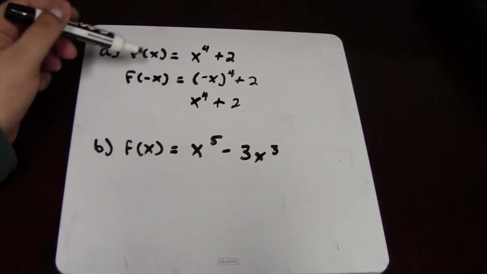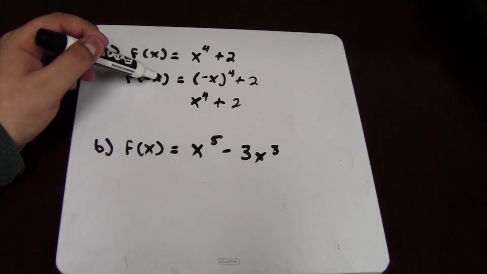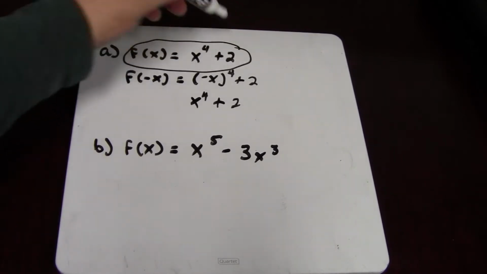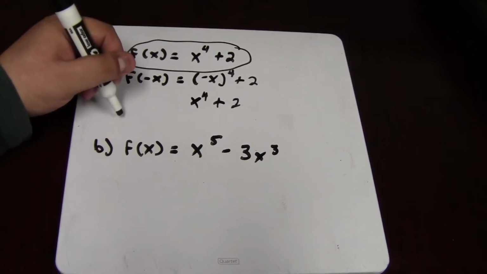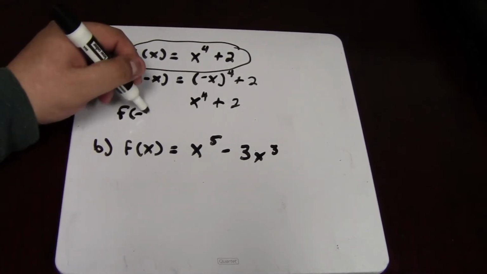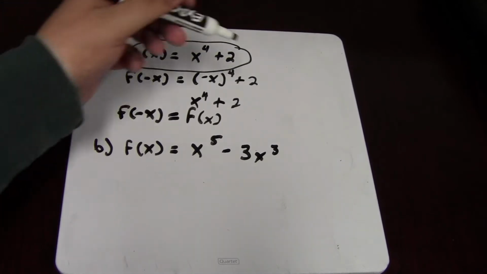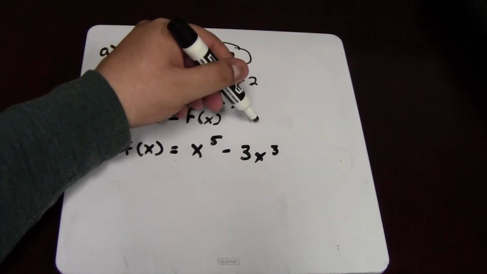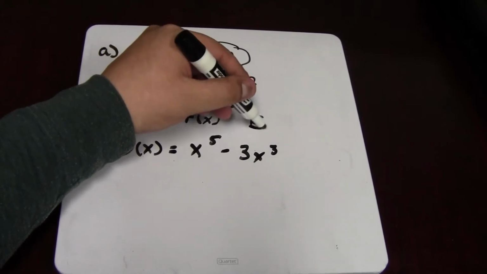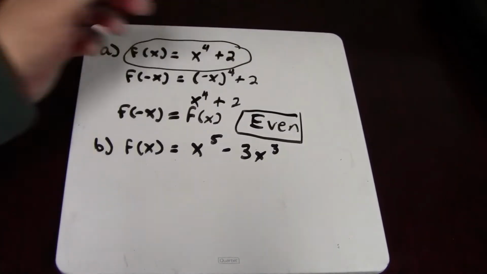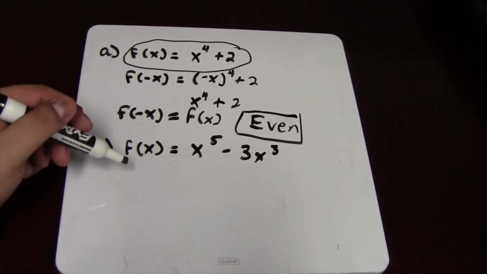Now if we look at this, when we plugged in f of negative x, what did we get back? Well, we got back exactly what f of x was. So this here shows that f of negative x is equal to f of x. Because of this, and based on the definition, we can say that this function is even. Alright, let's take a look here.